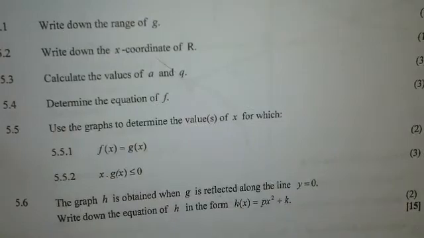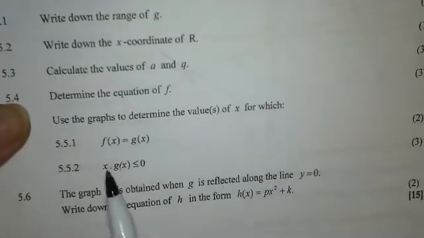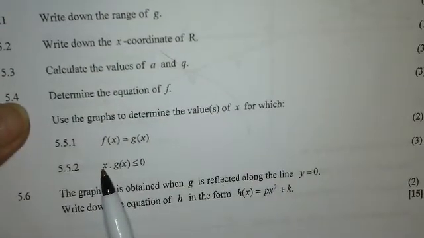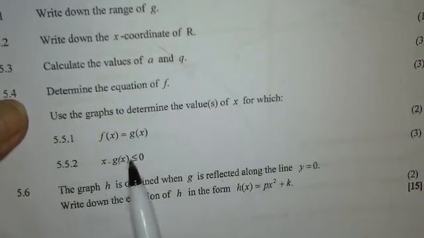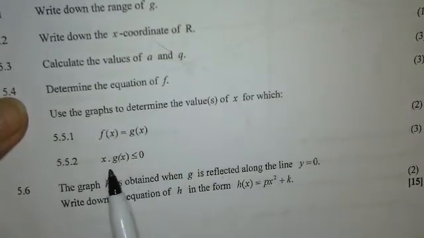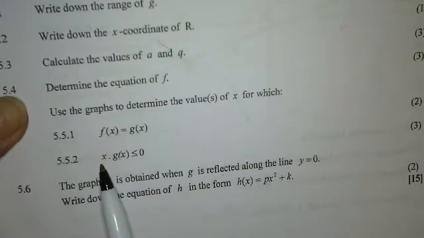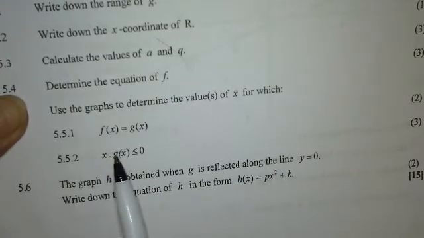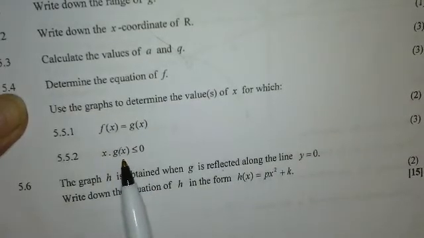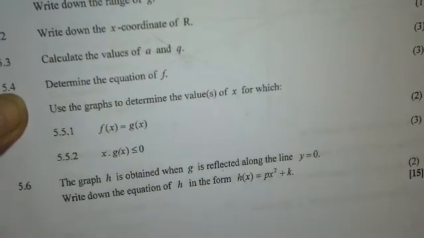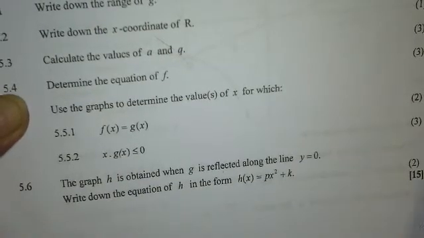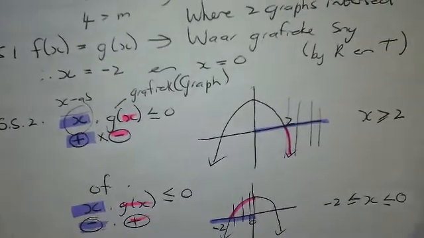Now for the next question, they ask you to find x times g(x) less than or equal to 0. Now if I only work with the x, I work with the x-axis. If I work with the g(x), that's a graph. And it must be less than or equal to 0. If I look at the solution there, I've explained it to you like this.